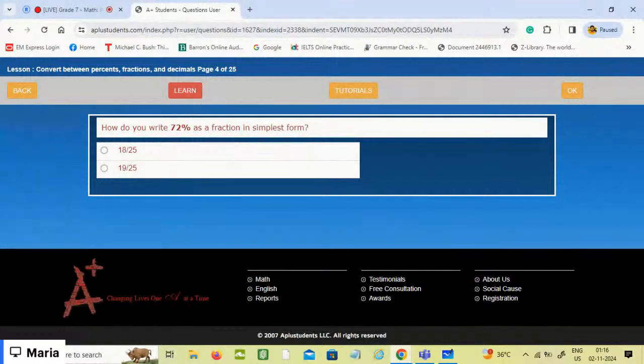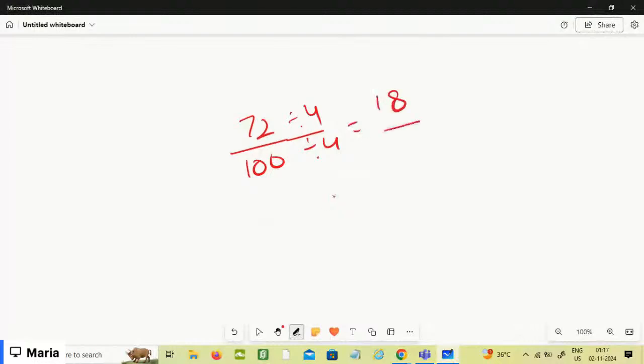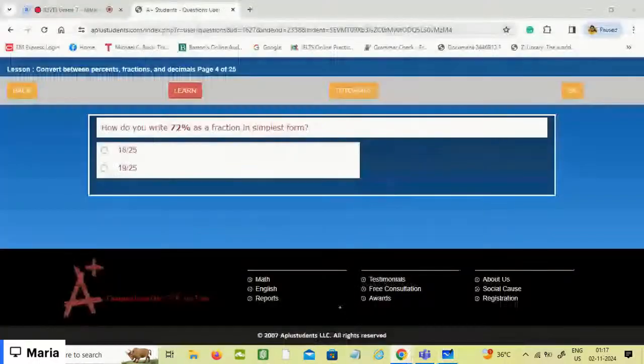How do you write 72% as a fraction in simplest form? So you have to write in simplest form, right? 72% means 72 over 100. So 72 over 100, just divide them by the common factor, 4. 4 times 18 is 72 and 4 times 25 is 100. So that is 18 over 25. Got it? Because you need to write down the answer in simplest form, that is 18 over 25. Option number 1 is the correct option.